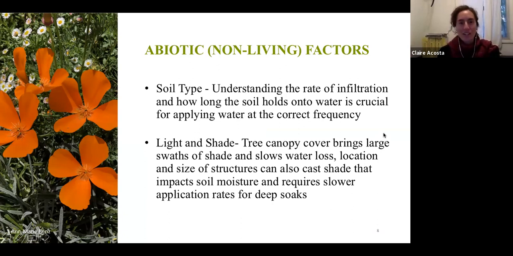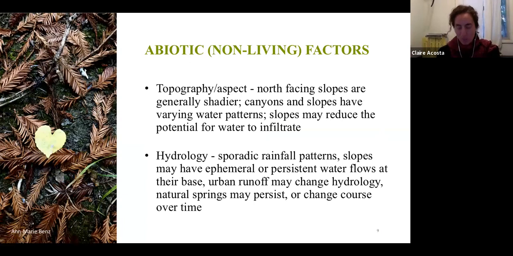Okay, the third abiotic factor would be topography or aspect. Topography means things like canyons or slopes. Slopes tend to drain more quickly because of gravity. A canyon is where water goes to, so that is where you would find more water, and you're losing less water because it's less exposed, right? And then aspect: a north facing slope is generally shadier, and a south facing slope might be blasted by the sun all summer long. So obviously it's going to change the way you irrigate.